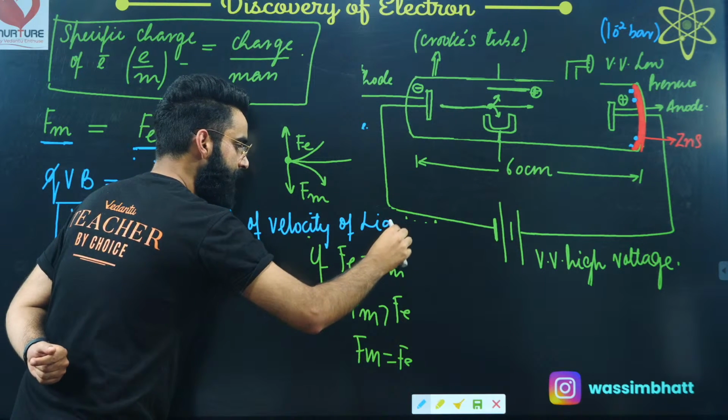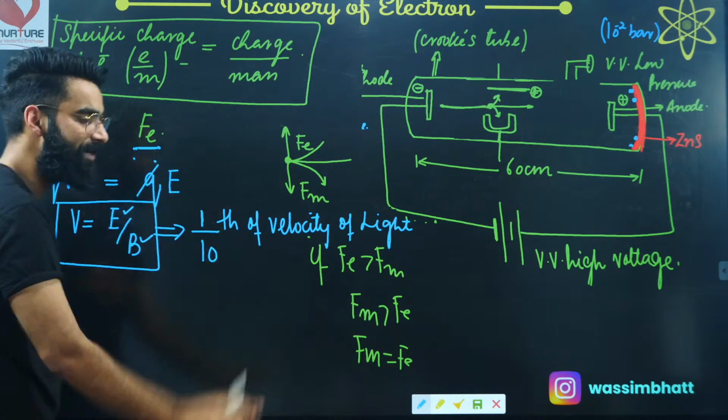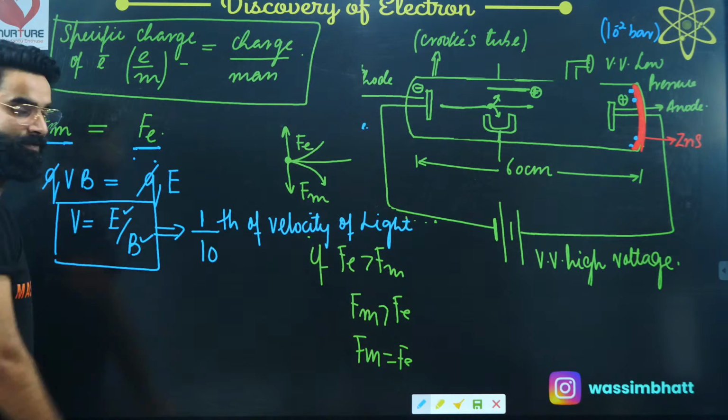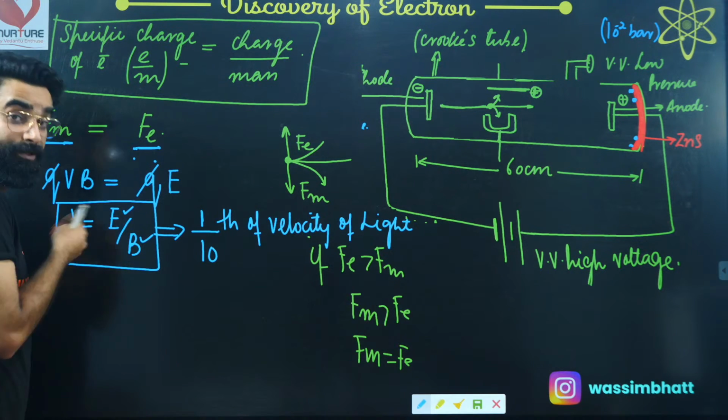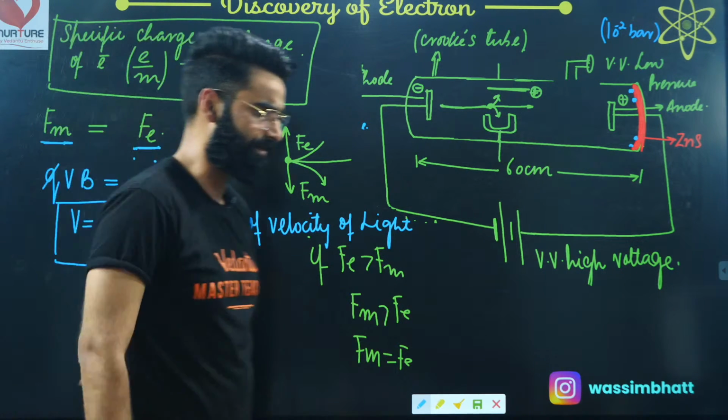Okay. So these cathode rays are basically traveling with a velocity which is about 1/10 of the velocity of light. From here, he got the velocity of the electron, which is basically the velocity of the cathode ray, which is electric field strength divided by magnetic field strength, right?